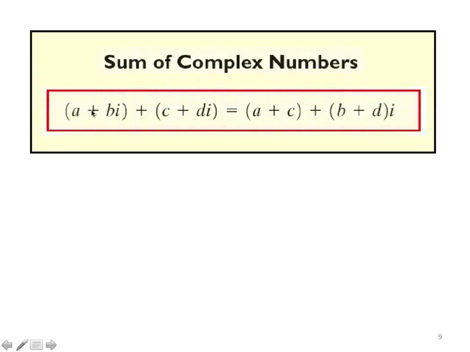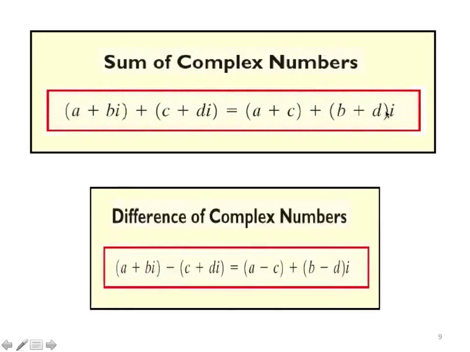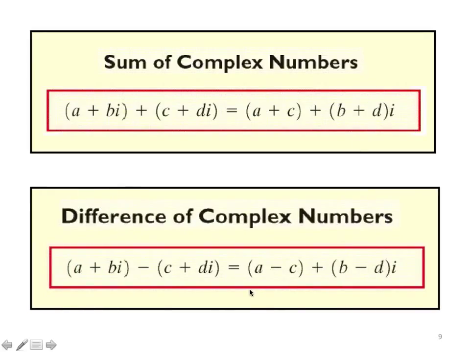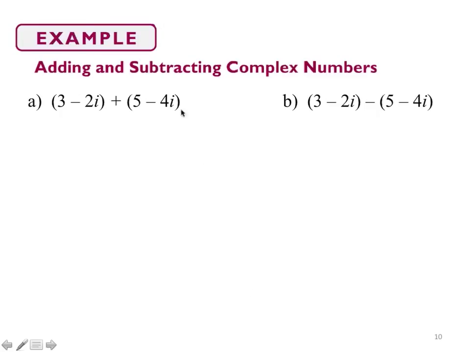So if we look at this here, we have a plus bi plus c plus di. What we can do is rearrange this so that we put the real parts together, the a plus c, and we put the imaginary parts together. You can always do this with differences as well. The easiest way to show you guys this is to look at an example.